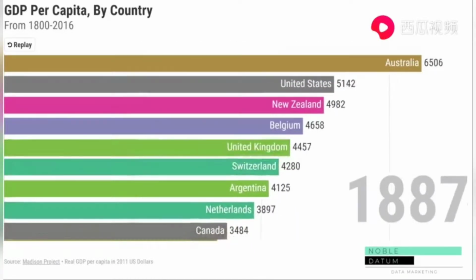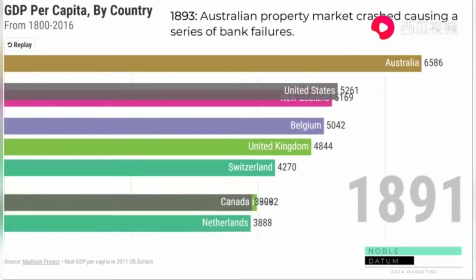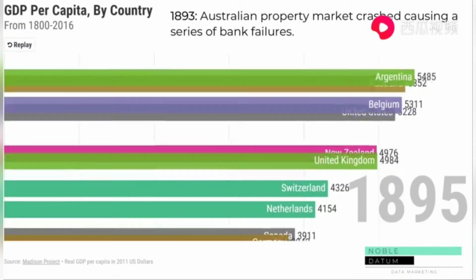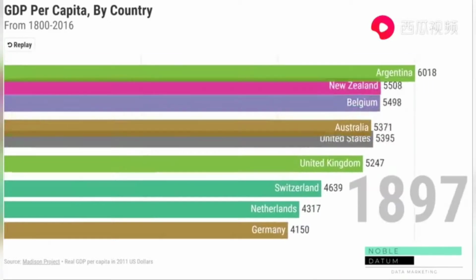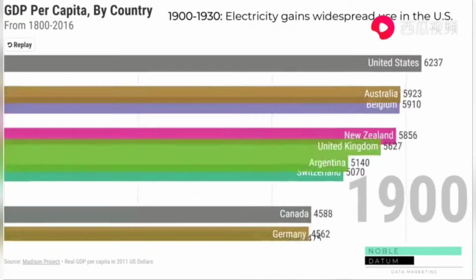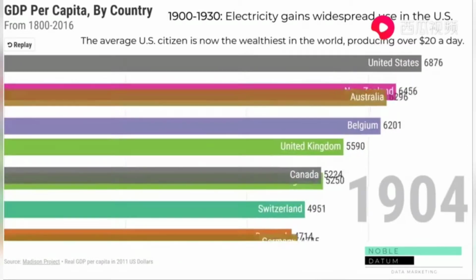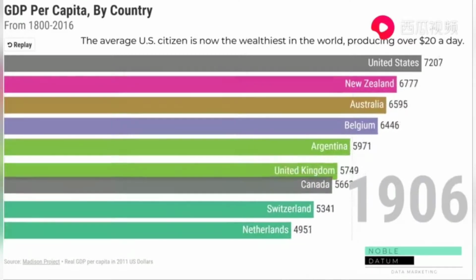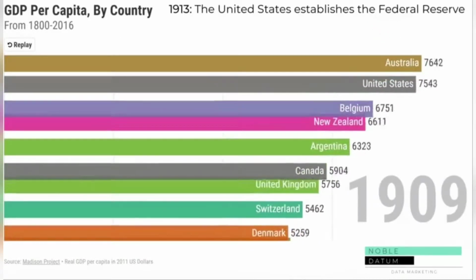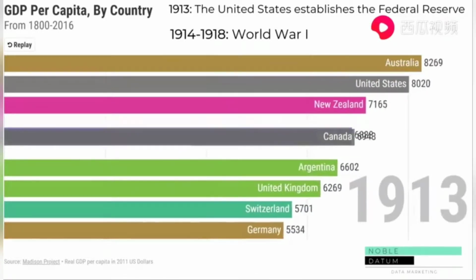In 1890, Australia's property boom collapses. Australia's federal bank falls and sets off a series of bank failures throughout the continent. From 1900 to 1930, the US sees widespread adoption of electricity. In 1913, the United States establishes the Federal Reserve. And in 1914, the world descends into the First World War.